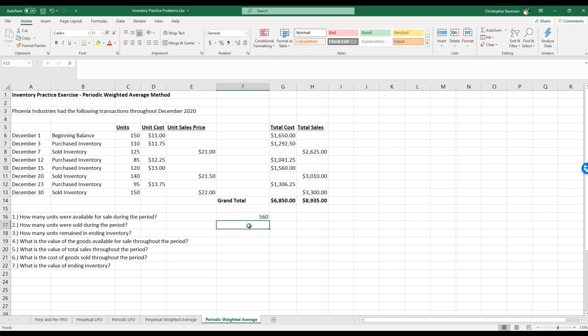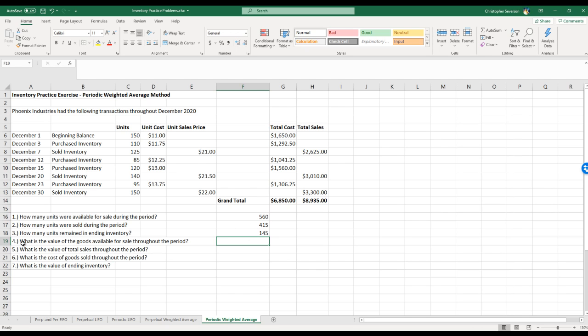How many units were sold? Of course, that's going to be the actual sales numbers. And then how many units remained in ending inventory? If we had 560 available, we sold 415. Of course, we only have 145 left in ending inventory. So those are the unit questions that are going to be the same under any method.